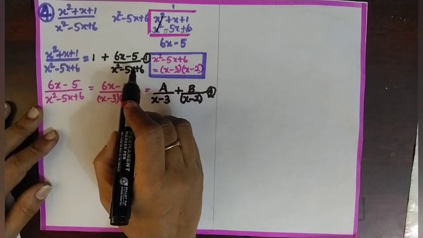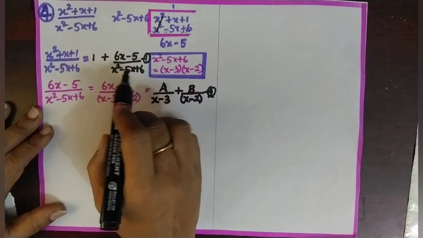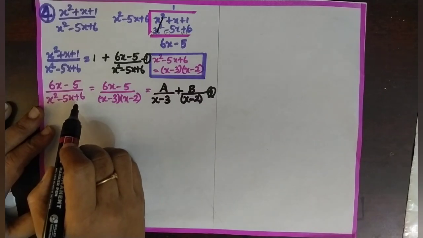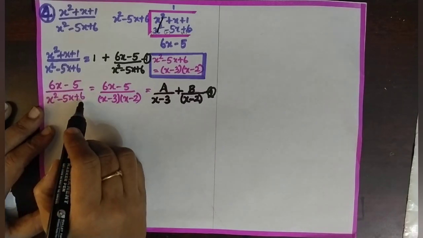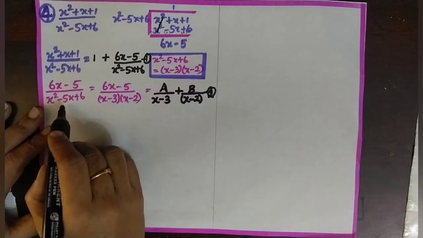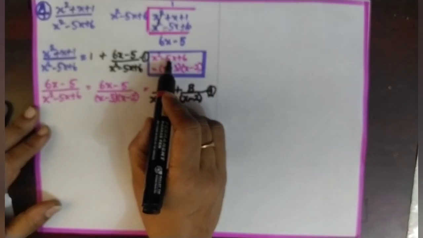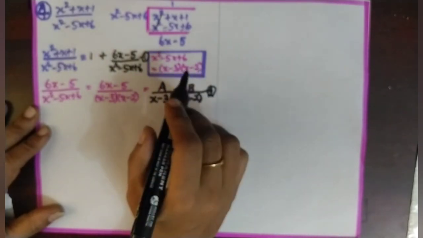Partial fraction expansion can now be applied to the remaining fractional term. Now consider (6x minus 5) by (x square minus 5x plus 6). Now we need to find the factors of this. Product is 6, the sum is minus 5. So minus 3 minus 2 is minus 5. Minus 3 into minus 2 is plus 6. So the factors of x square minus 5x plus 6 are (x minus 3) into (x minus 2).